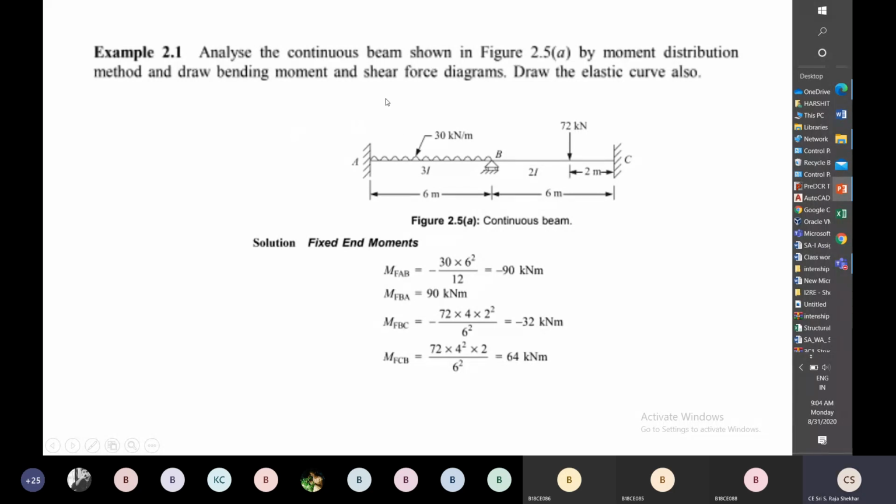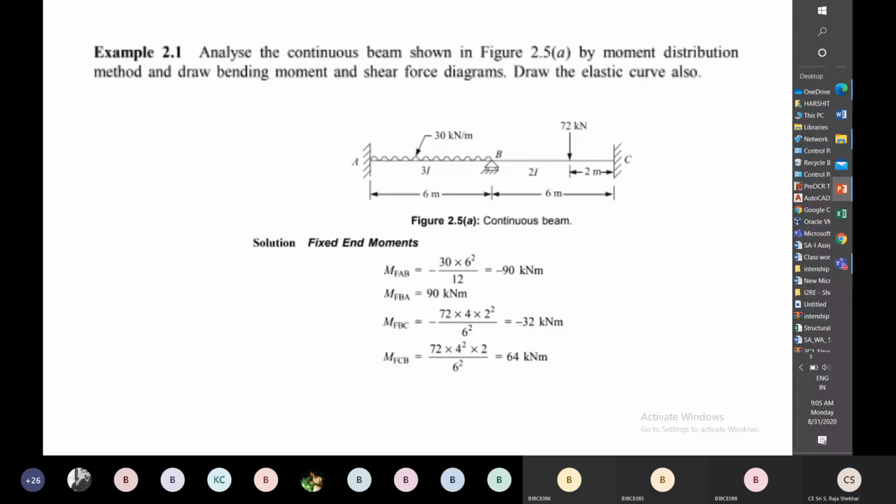Analysis of continuous beam by moment distribution method. Analyze the continuous beam using moment distribution method and draw bending moment and shear force diagrams. Also draw the elastic curve. So this is our problem. We have to analyze this beam by using the moment distribution method.